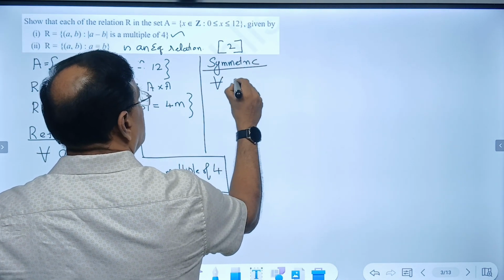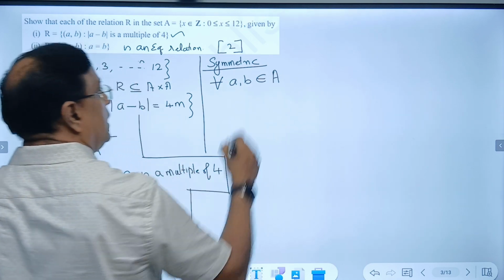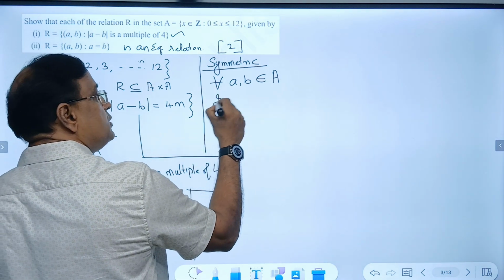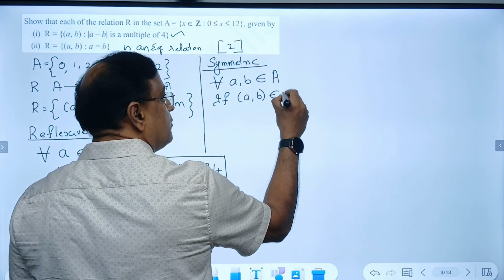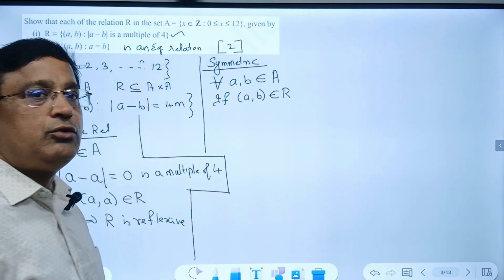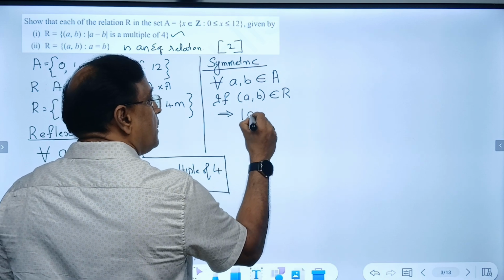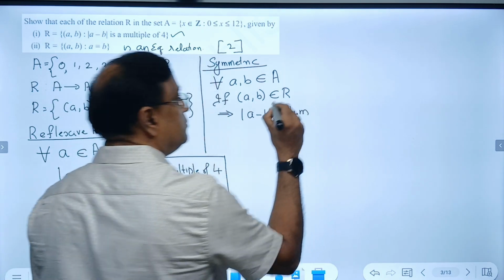For every a, b belonging to set A, I have to choose two elements, a and b. If condition must be true. What is the if condition? If a is related to b. That means what do you know? From the definition of relation, modulus of a minus b is a multiple of 4.